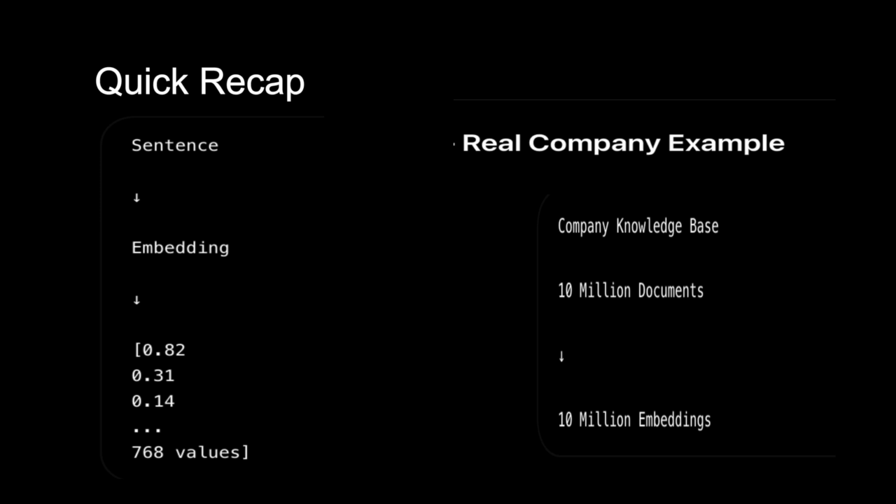Let's quickly recap. We learned that embeddings are vectors representing meaning. A document becomes a list of hundreds or thousands of numbers. Now imagine storing 10 million of these. Imagine Microsoft or Amazon. They have millions of documents. Every document has an embedding. So now they have millions of vectors. The next challenge is storing them.